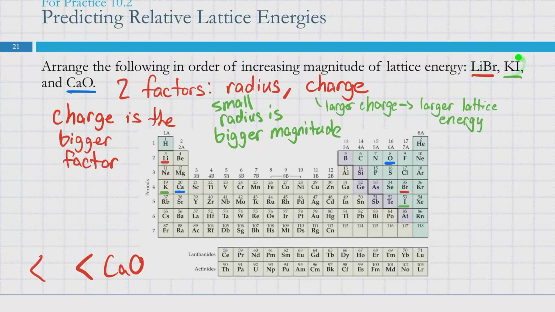Lithium bromide and potassium iodide both have 1 positive and 1 negative charge for their metal and nonmetal respectively. So we are not comparing on charge, we're going to be comparing on radius. And we know that a small radius results in a larger magnitude. Which of these two, lithium bromide or potassium iodide, has a smaller radius between them?